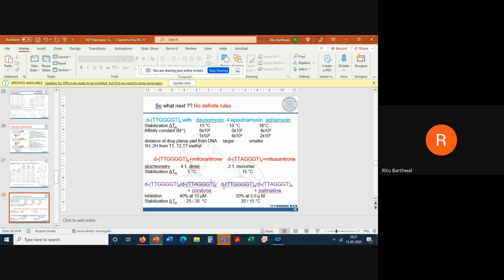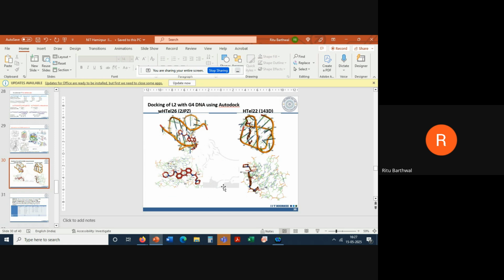So what next? We don't have definite rules. We find that a lot of stoichiometry differences are there. It depends on sequence, and the thermal stabilization depends on that. The reason is that different types of associations take place.